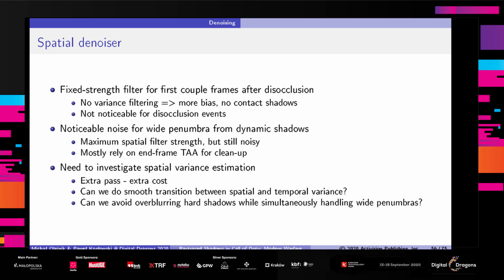Our variance estimation is temporal only, so we are left without variance knowledge if disocclusion occurs. In such cases, we simply turn off variance filtering and apply a fixed filter. This results in very arbitrary filtering, so artifacts can be visible. Fortunately, our temporal anti-aliasing is very good at denoising, so we won't notice that in motion unless you encounter an extremely big light with dynamic occluders around.